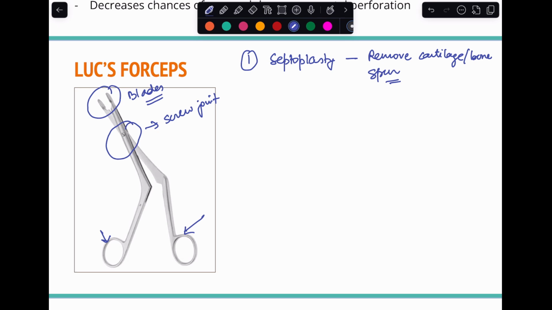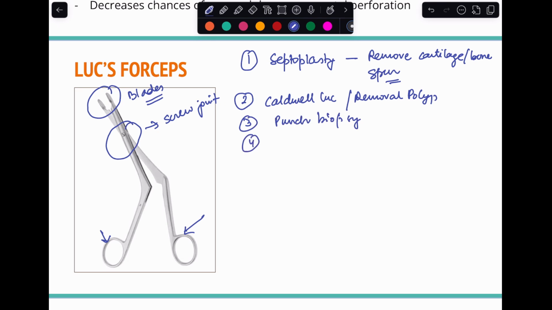You can easily take out pieces of the bone or the cartilaginous septum that you want to remove to correct the deviated septum. Other than this, there's a lot of other uses, like it can be used in Calvin-Luck operation or even during removal of polyp. You can also use this instrument to do punch biopsy. Next, this can also be a substitute to the tonsil holding forceps, which is used during the time of tonsillectomy. So, this is another one of the uses.